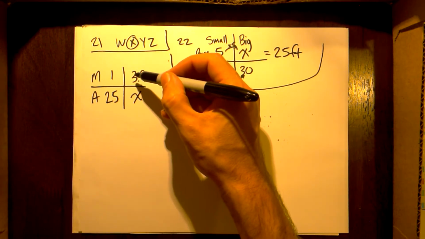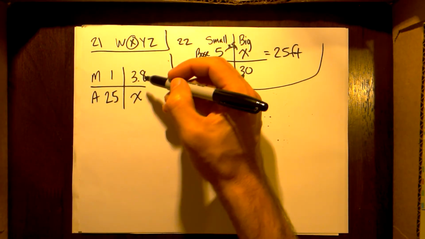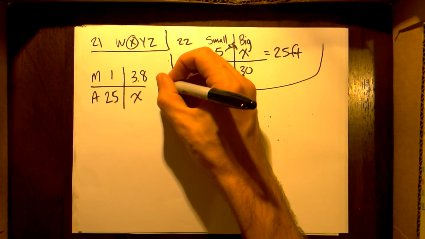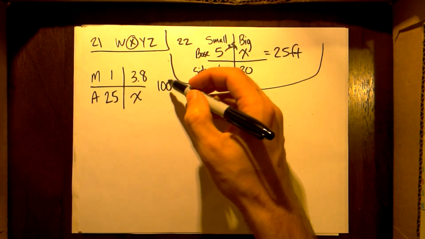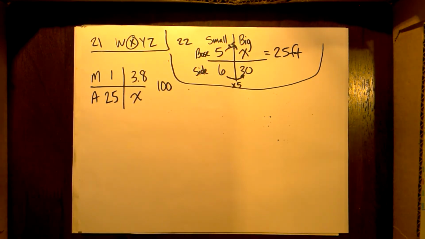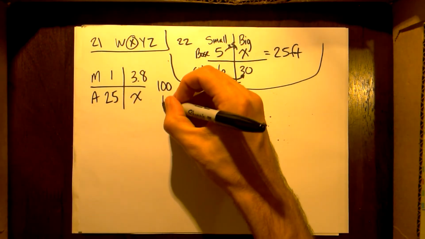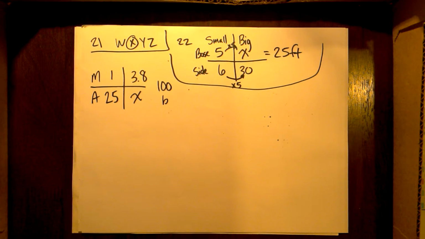Now I'm going to do some estimating. 3.8 is close to 4. Well, 25 times 4 is 100. So my answer needs to be close to 100. Taking a look at your answer choices, you will clearly see that B is the best answer, which is 95 centimeters.